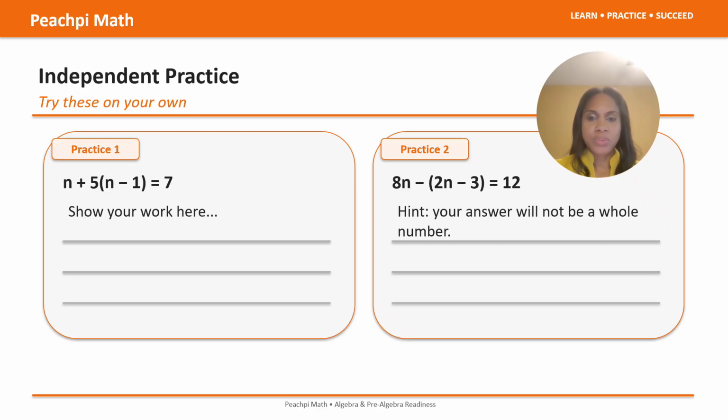So I have 2 problems that I would like for you to try on your own here. But just a special note with practice 2, we have that minus sign here. We don't say a number in front, right? That is an understood 1. So just to help you out, my first step would be to distribute a negative 1 through. I didn't want that to throw you off. So go ahead and pause the video and try these 2 problems on your own.